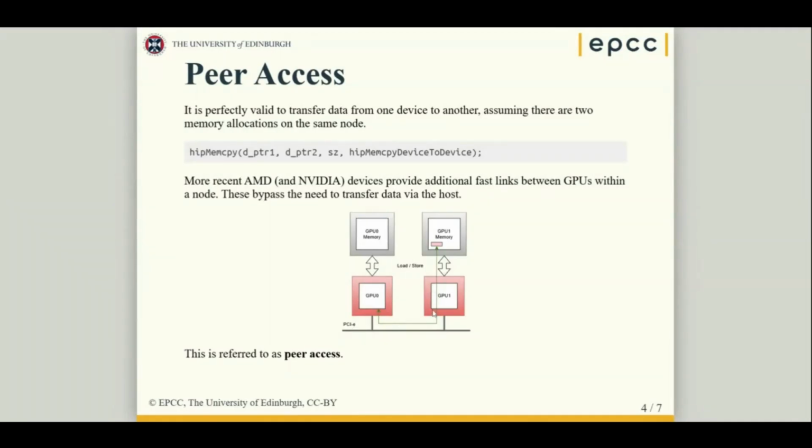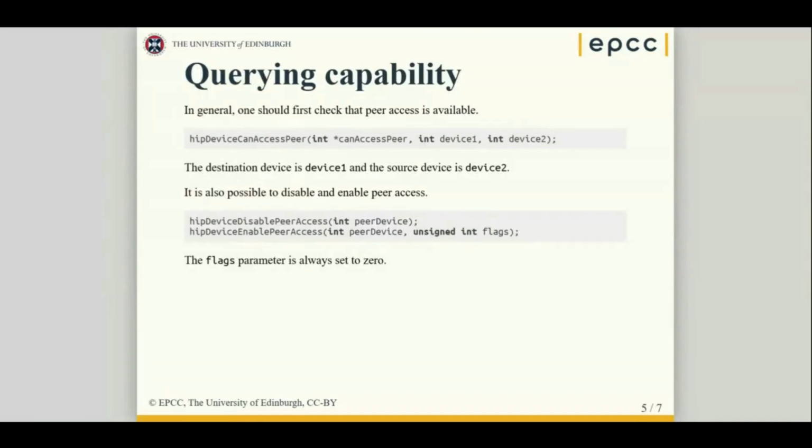This is called peer access. It could be that it's not available, but that's why we have this function here. hipDeviceCanAccessPeer, and the destination will be device 1 and the source device 2. Also, you can enable, disable, you have all of these functions here. And the flags parameter, set to 0.